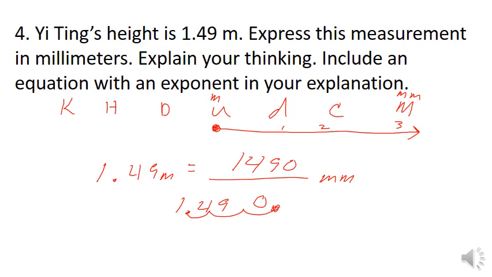Now it says include an equation with an exponent. Okay, well we can still use what we did here for that. We know we started out with 1 and 49. We're going from a larger to a smaller, so we know we're multiplying, and we shifted 1, 2, 3 positions, so that's going to be 10 to the third.